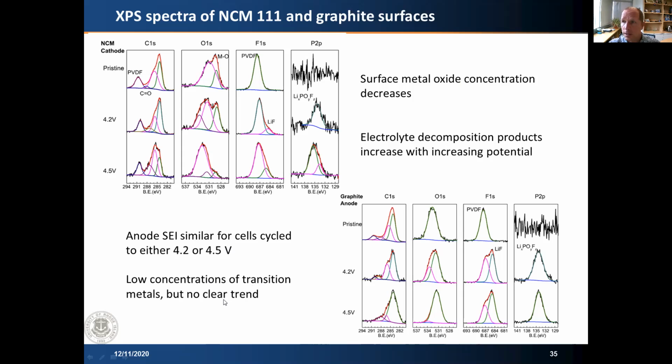However, there's not really a clear trend in terms of transition metal deposition on the anode and the potential that the cathode is cycled to.